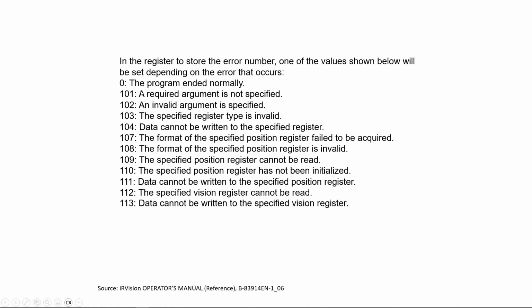We can look in here on the table at all the error codes that we can have. 0 means that the program ran normally without any problems, and any other number is going to indicate the reason for the error. So we can use this one for troubleshooting.